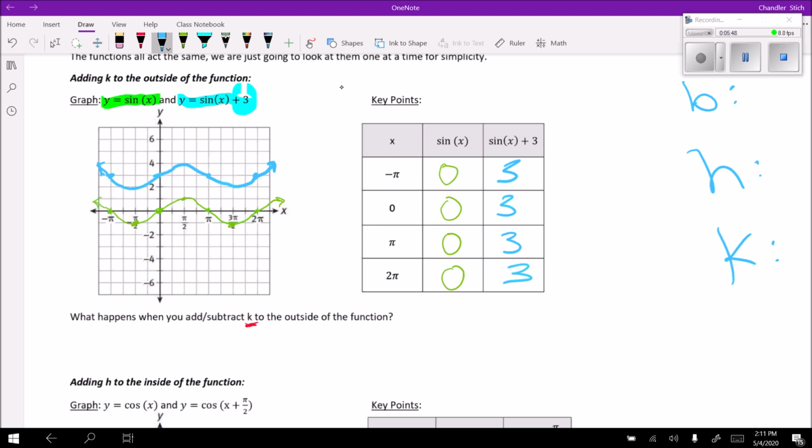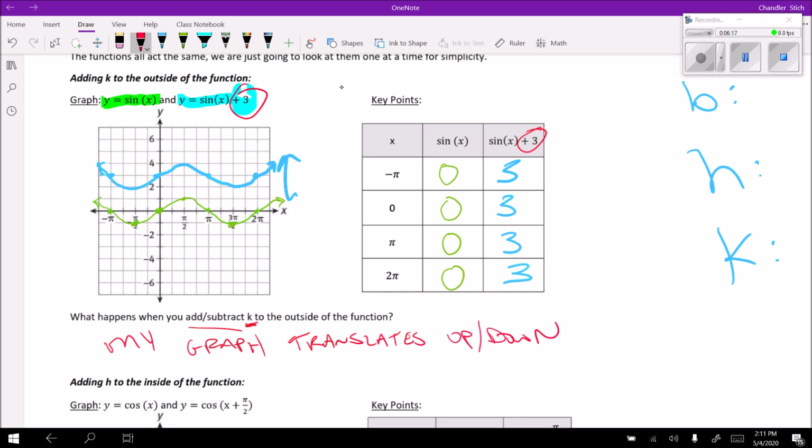Alright, so it's the same exact graph. You can tell it's just the same exact graph, but it's just moved up. It's not at 0 anymore, it's at 3. So what can we say about k? When I add or subtract k, the graph translates up or down k units. So in this case, we have plus 3 on the outside. What happens? I move up 3. Okay, so that's what happens when I fool with k there.